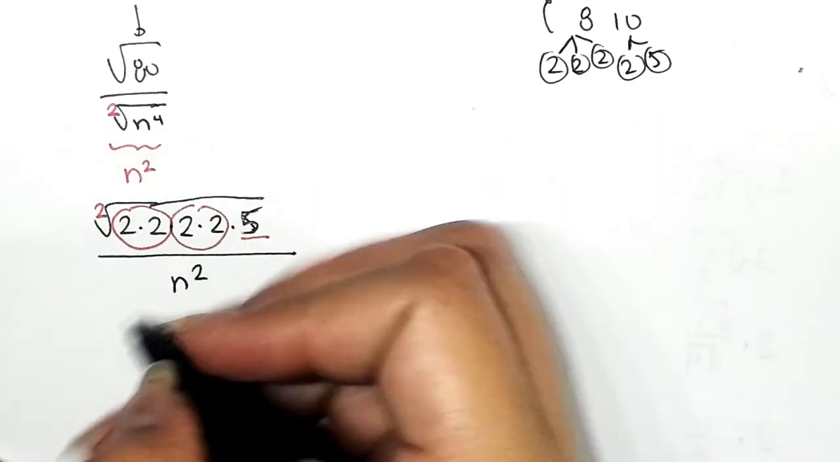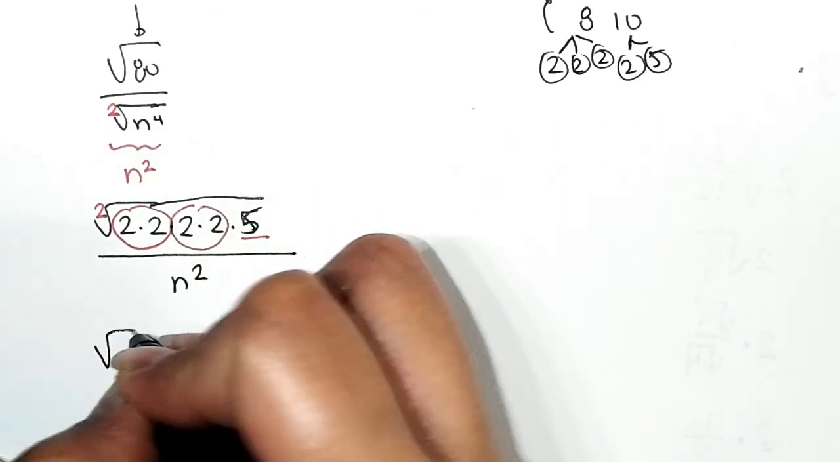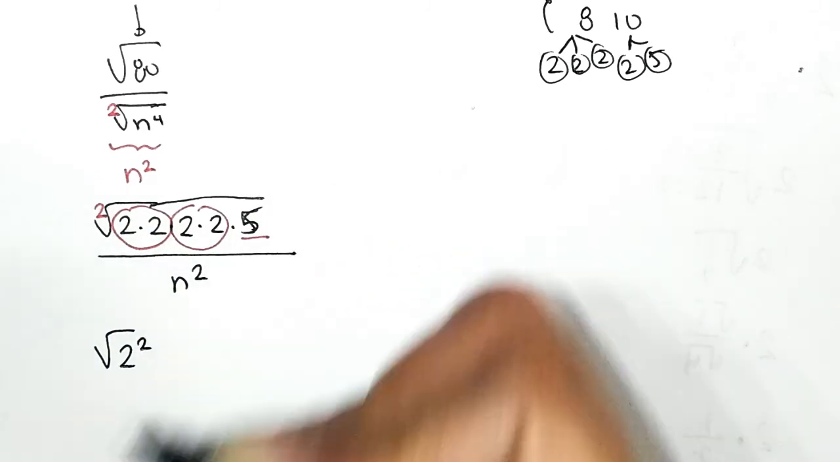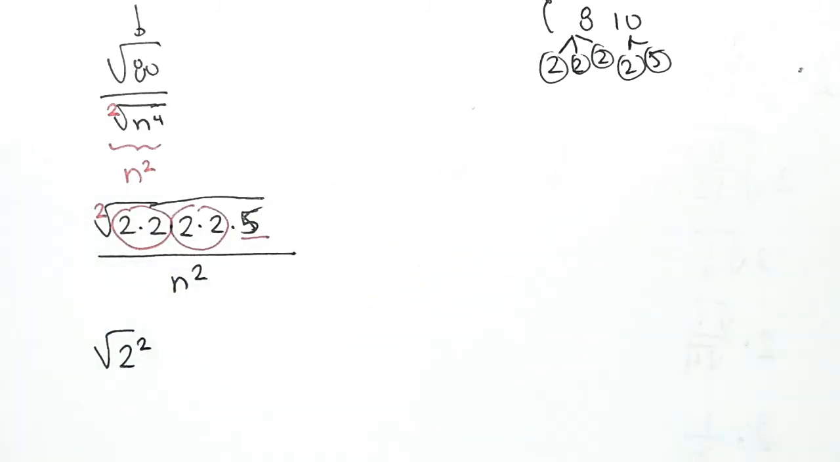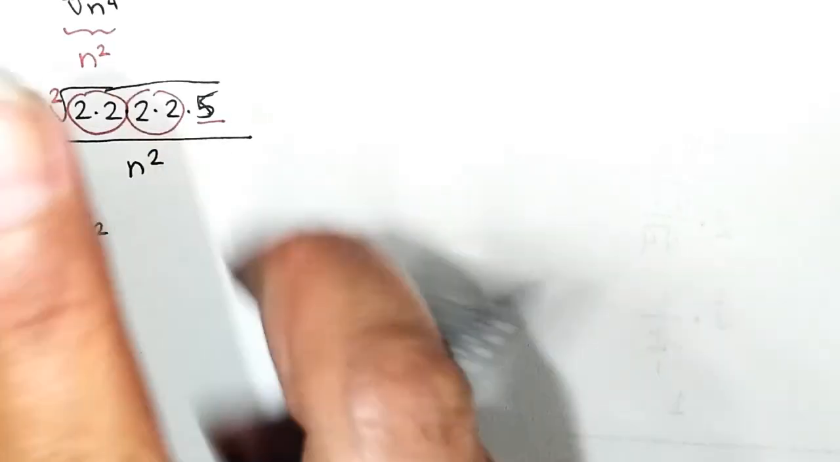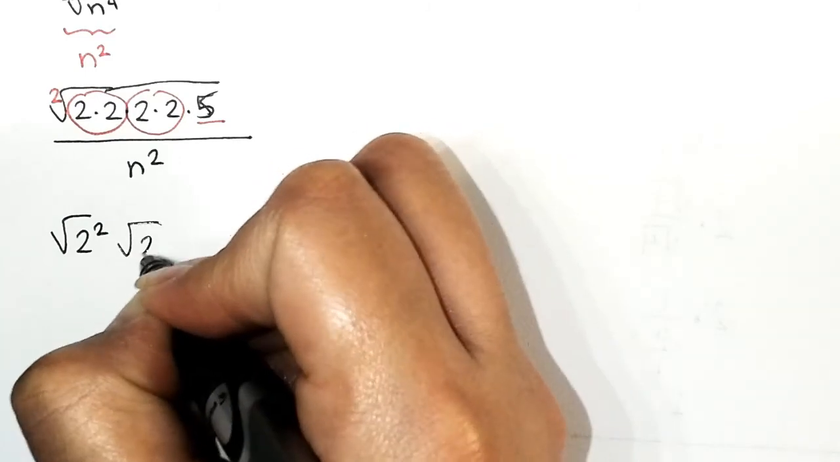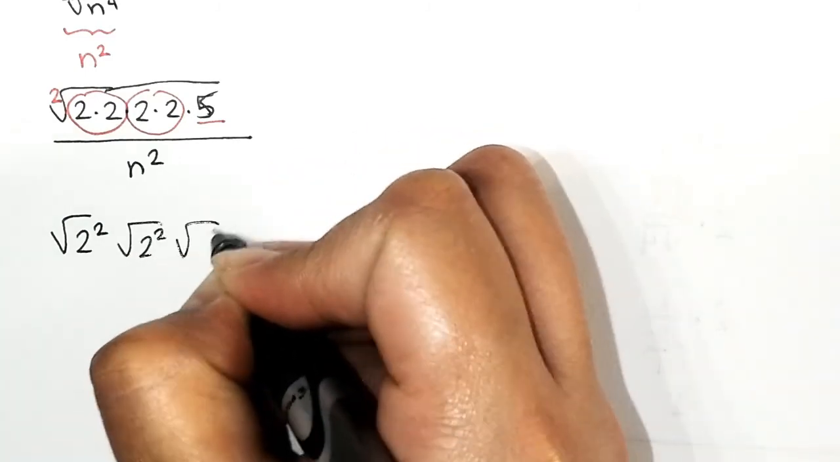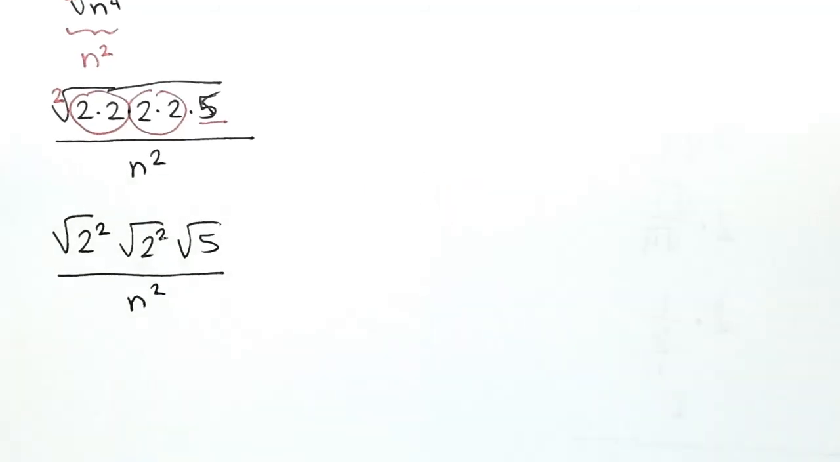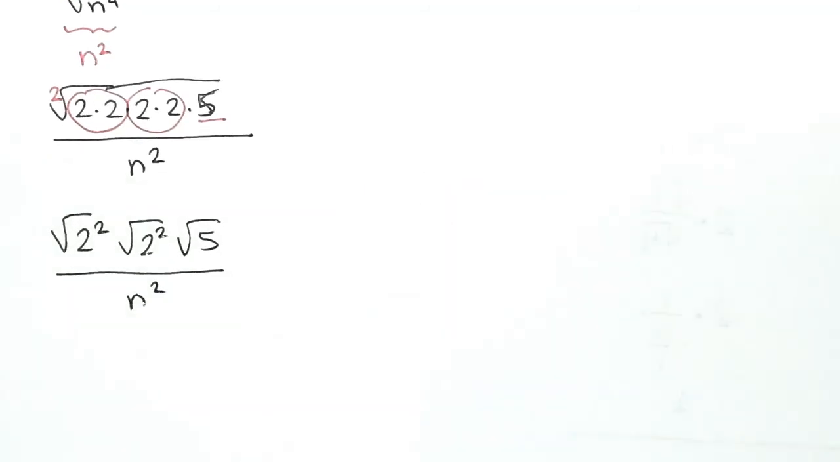So that will give us square root of 2 times 2, which is 2 squared. And again, you can write 4 because it's so much easier to evaluate square root of 4, but I'm giving you my reasons why I leave it in exponential form, with the exponent. Square root of 2 squared, and then square root of 5, and that's all over n squared. Fantastic. So let's evaluate whatever square root that we can.